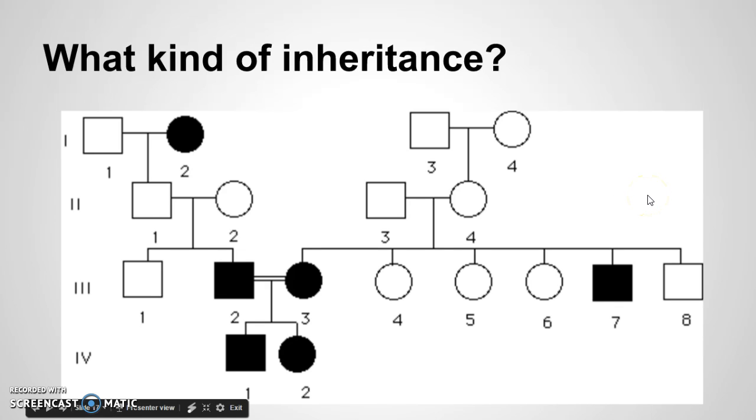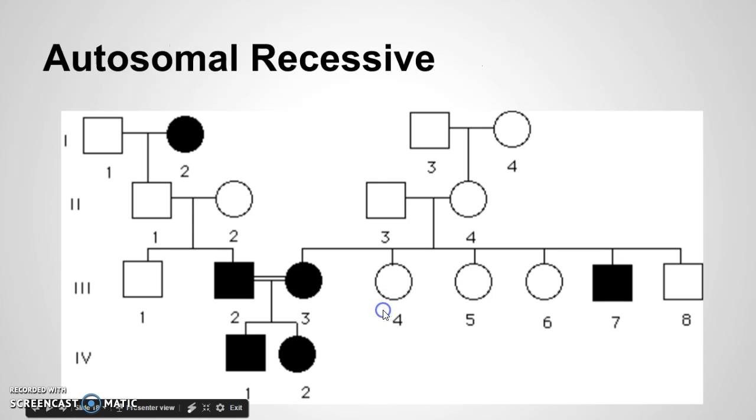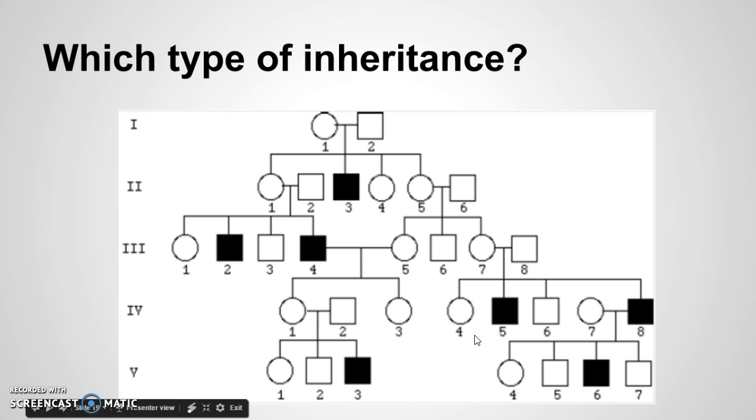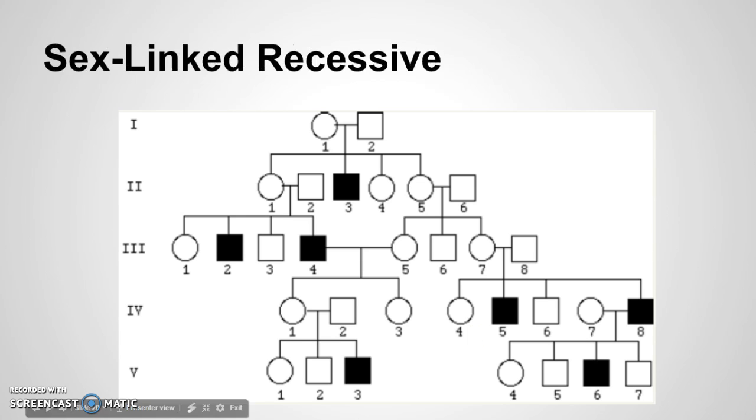And now we're going to look at what types of inheritance each of these are. So go ahead and look at this. Now remember, this line right here, double line, means that they are related. They might not be brother and sister, but they might be cousins, and we are going to look at that. This is autosomal recessive. The reason being is we have a father and a mother who do not have it, but we also have a father and mother who have two children that have it. Go ahead and look at this, and this one is sex-linked recessive.